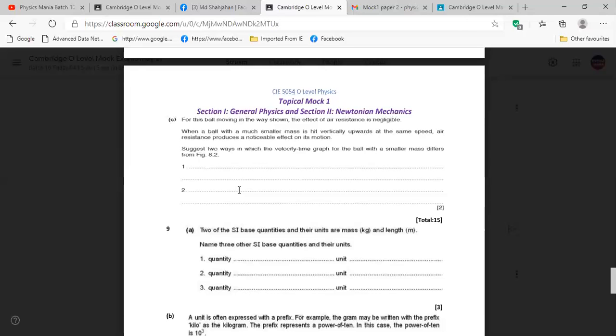So if the speed is more, that means the line will be more steeper. I wrote this: the graph will be more steeper. This is one thing. Then the area under the graph will also be smaller, right?